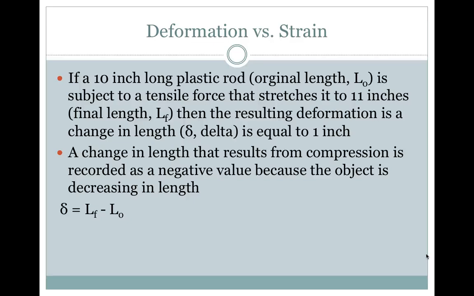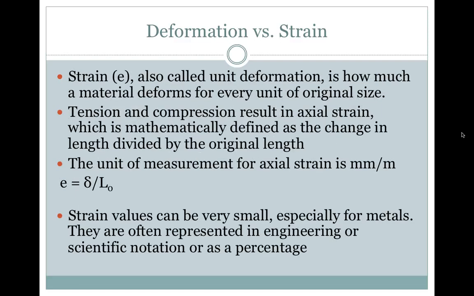Deformation versus strain. If a 10-inch long plastic rod is subject to tensile force that stretches it to 11 inches, then the resulting deformation is a change in length, in this case equal to 1 inch. A change in length that results from compression is recorded as a negative value because the object is decreasing in length. So if it's stretching, it's positive. If it's compacting, it's negative.